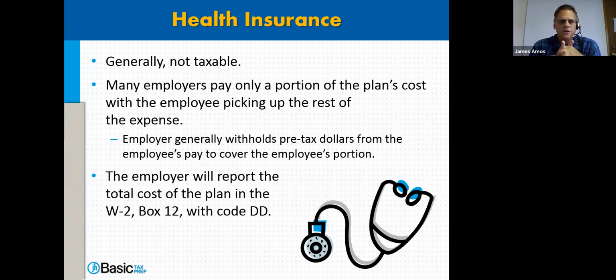The employer generally withholds pre-tax dollars from employees' pay to cover the employee's portion. So in other words, generally, most of the time, and I mean to the tune of 90+% of the time, if you have a client in front of you that gets health insurance, the employer's paying part of it, the employee's paying part of it, and the part paid by the employee is with his or her pre-tax dollars. Again, we're back to that pre-tax and post-tax thing.